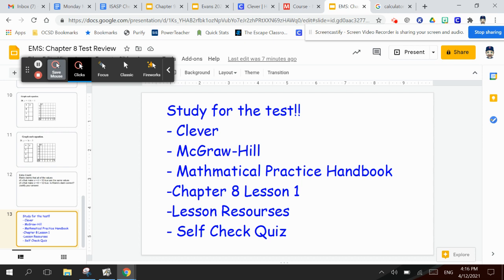Please study for the test. Your test will be on Thursday. Please go to Clever, and in Clever, go to McGraw-Hill. Once you're in McGraw-Hill, click on the dark blue tab where it says Mathematic Practice Handbook. Click on Chapter 8 in that drop-down menu. Go to Lesson 1. That's on the right-hand side. Over to the right of that, there's a box that says Lesson Resources. Click on the right arrow until you get to the red self-check. Click on it, and there are self-check quizzes there. There are 5 problems that you should do for each of those 7 lessons to practice.